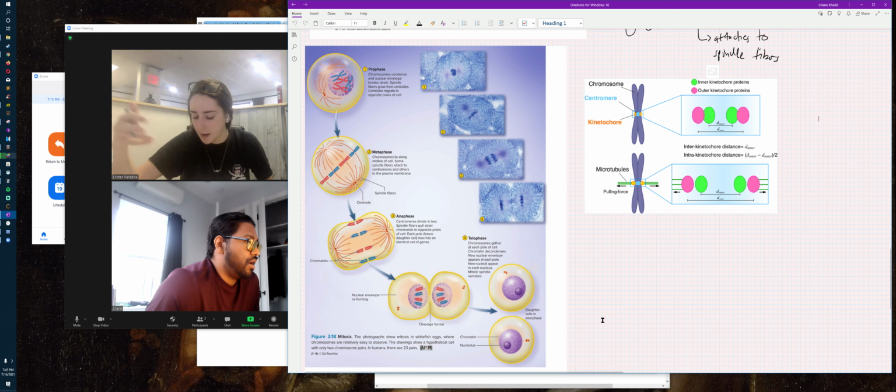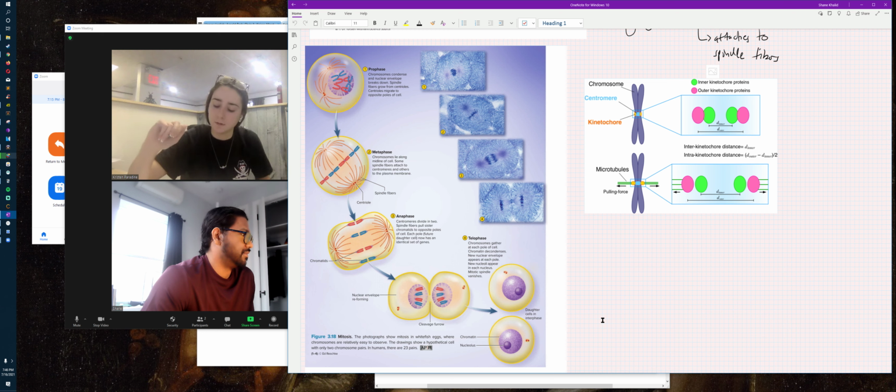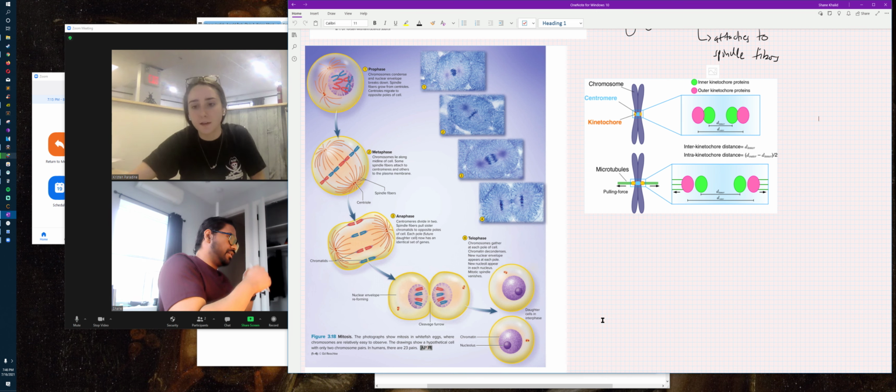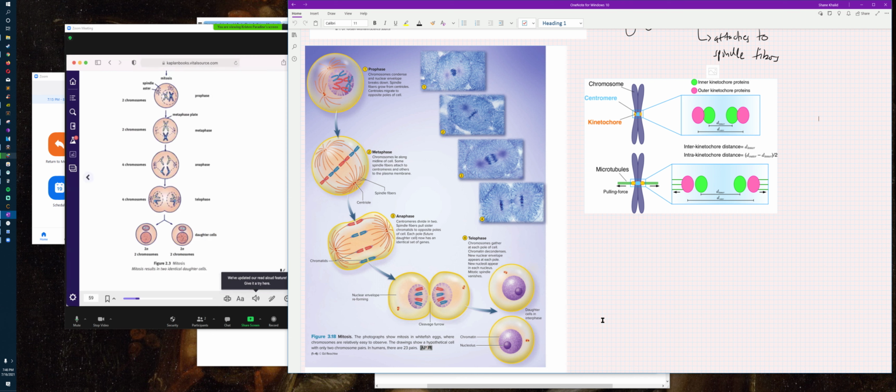Or no, we get rid of the microtubules. Oh yeah, think of them as the same. The spindle fibers are made of microtubules. So you know what a spindle is, right? Generally, it's like if you're knitting or sewing. I get what you're saying.